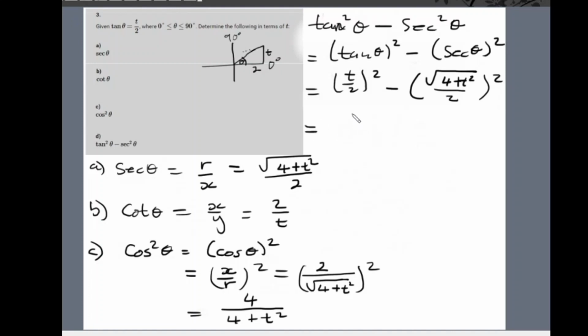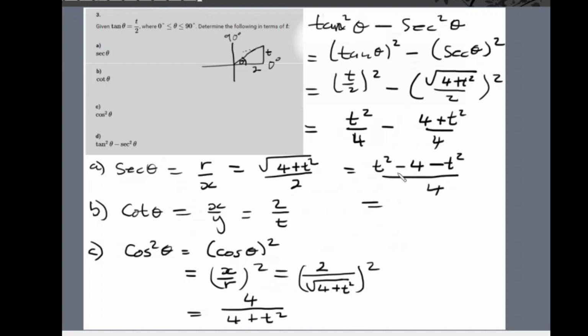So we'll have t squared over 4 minus 4 plus t squared over 4, and then we'll have t squared minus 4 minus t squared, divided by 4. The t squared terms will cancel. We'll have minus 4 over 4, and then our final answer is minus 1. So that is question 3.